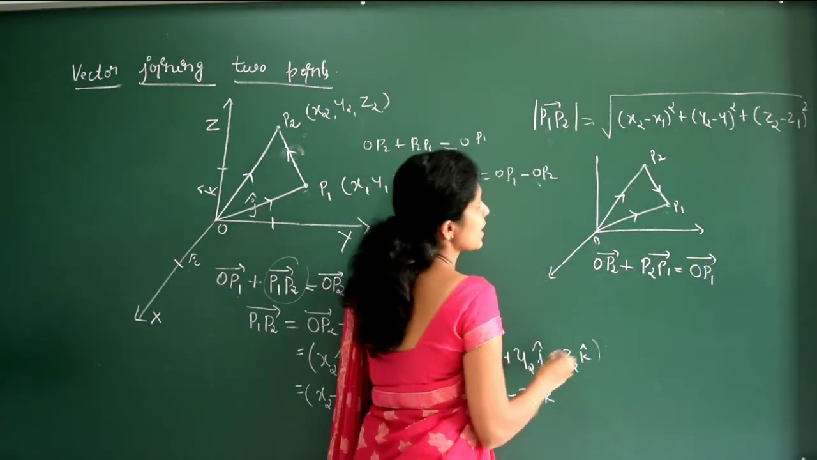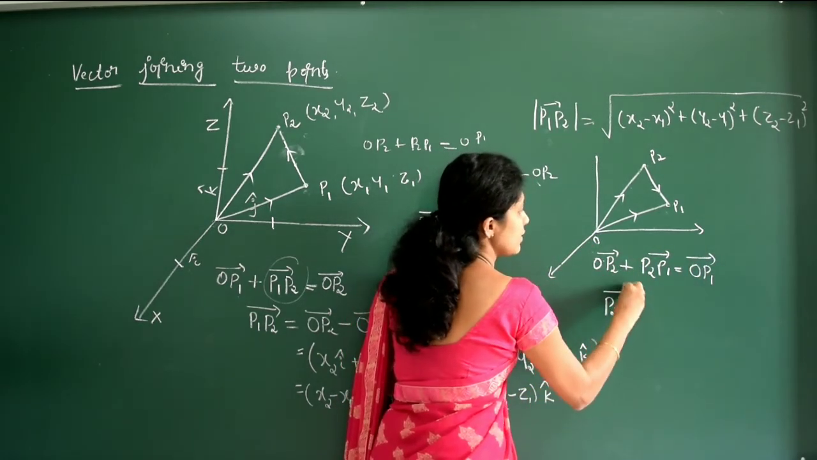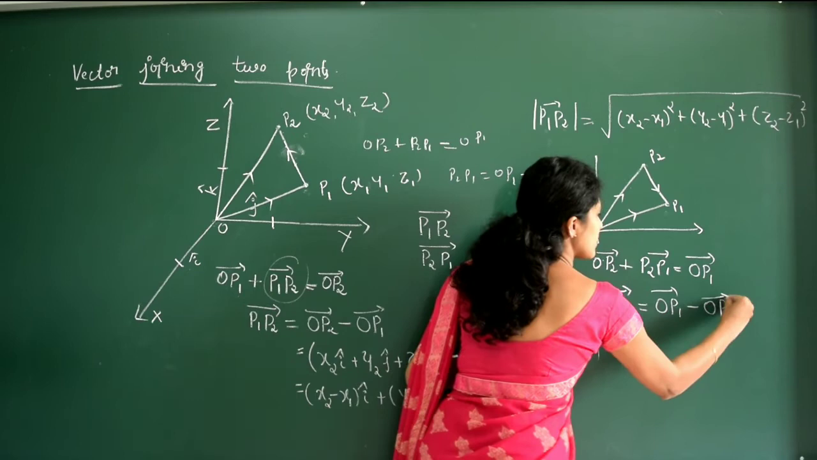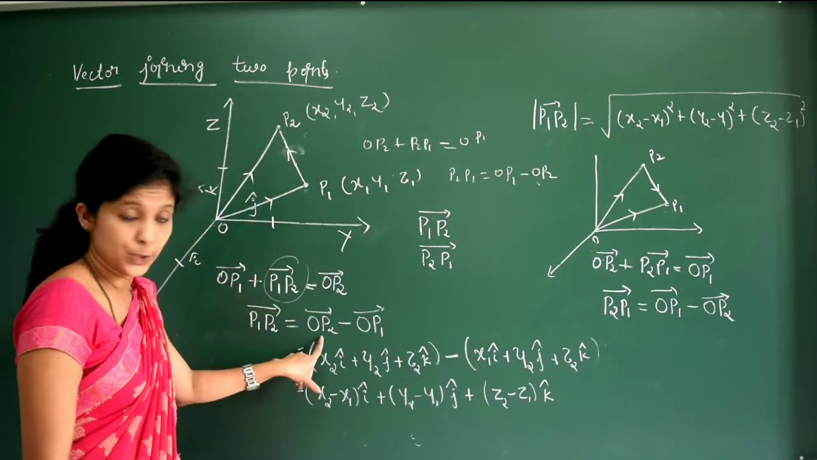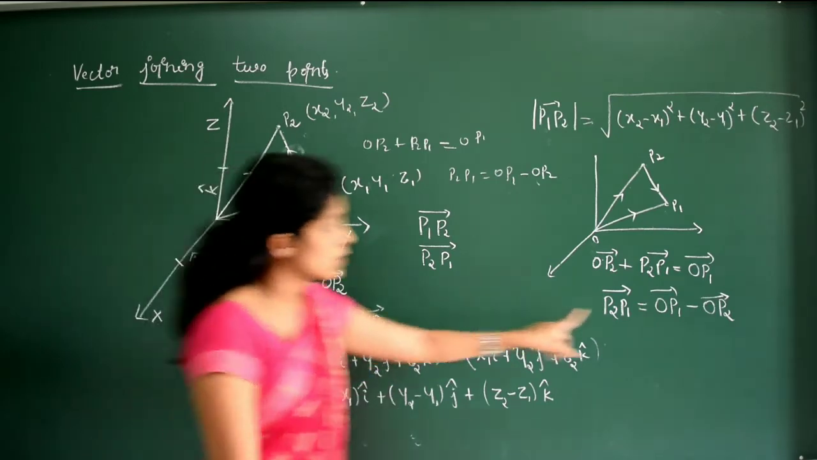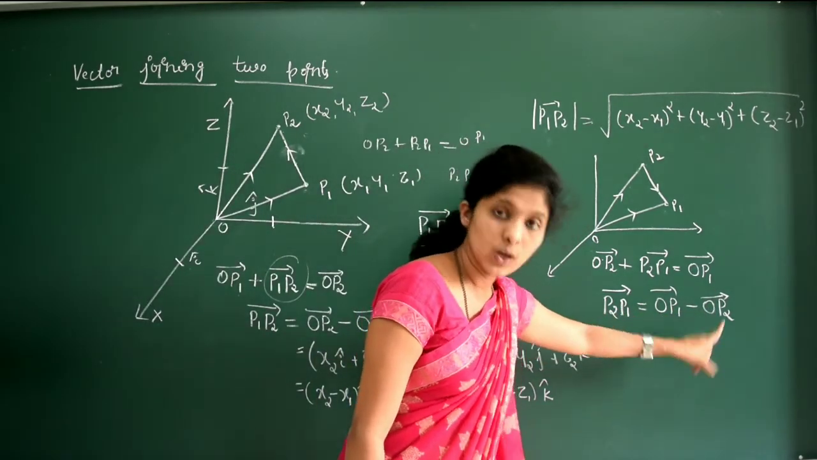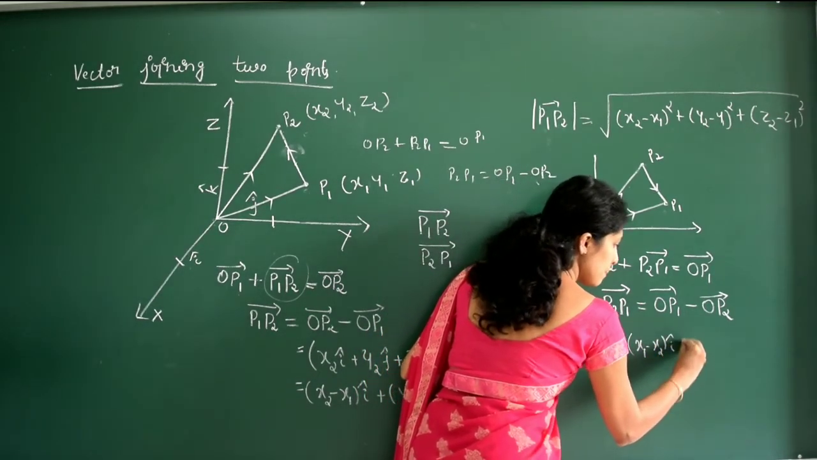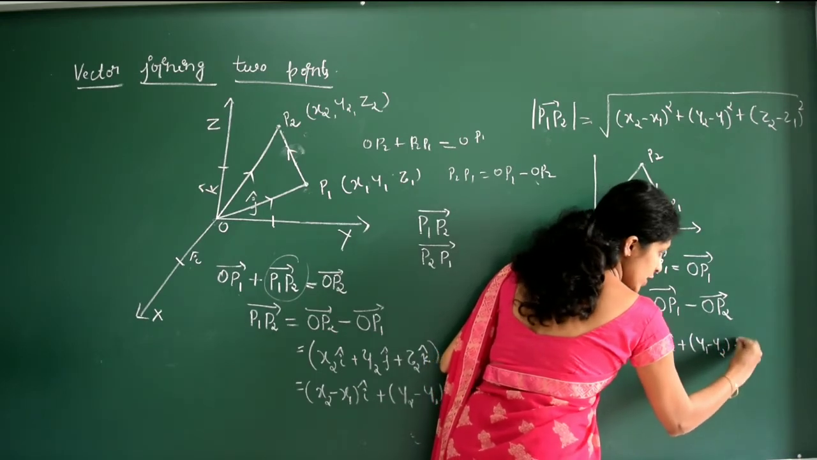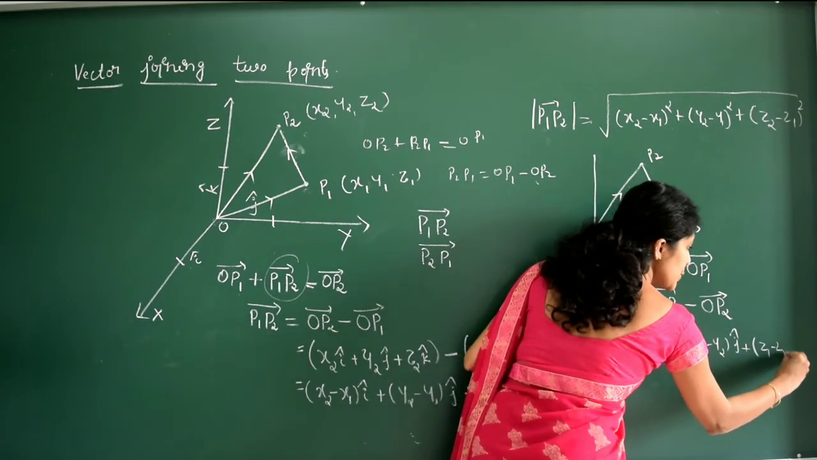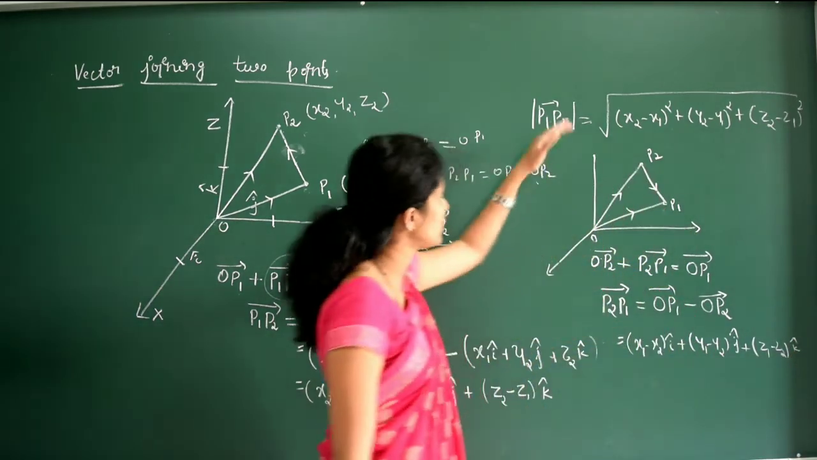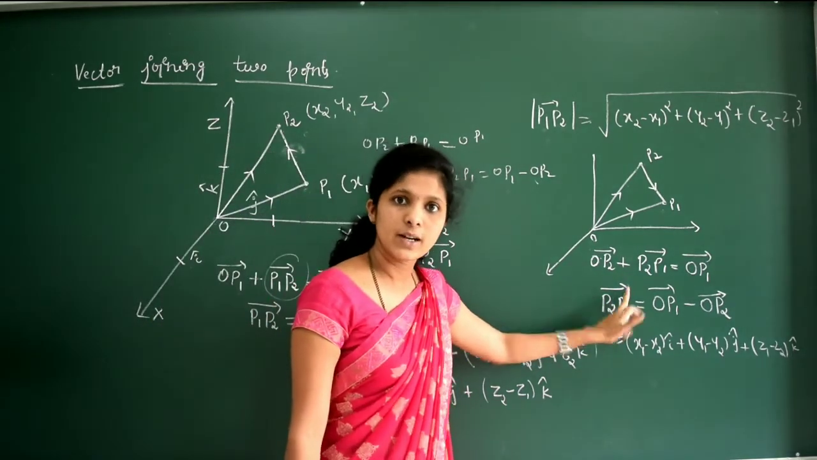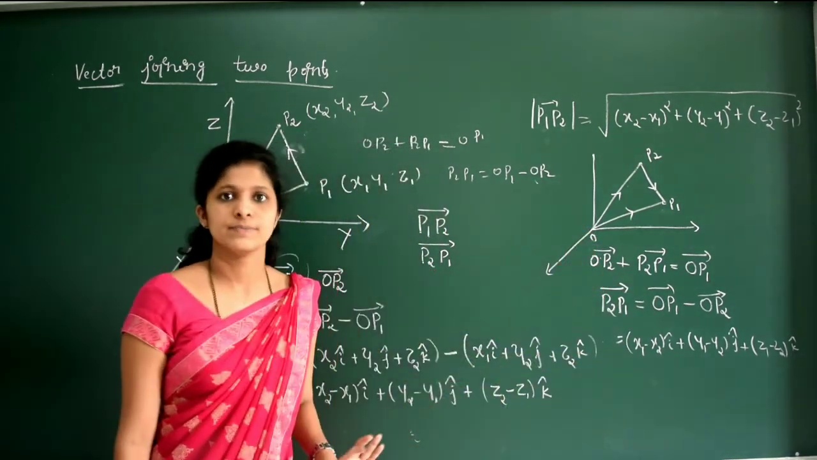Now I need to find the P2P1 vector. P2P1 vector is equal to OP1 vector minus OP2 vector. So clear? OP1 minus OP2. For P1P2 we got OP2 minus OP1. So this will be x1 minus x2 i cap plus y1 minus y2 j cap plus z1 minus z2 k cap. Is it clear? That is the difference between the P1P2 vector and the P2P1 vector, but the magnitude will be the same. Remember this.